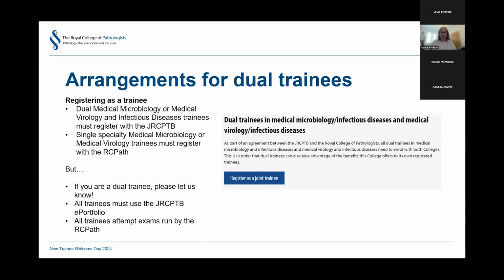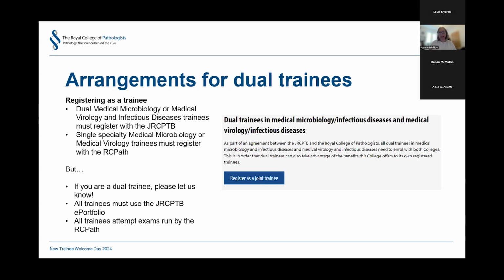So if you are a dual trainee in microbiology or virology with infectious diseases, then please register with the JRCPTB. They, as I've said, will make sure you have access to the e-portfolio and all of those kinds of things. If you're single specialty microbiology or virology, then please register with us at the college. We will point you in the direction of the e-portfolio. The JRCPTB will know about you. You should have no problems accessing the e-portfolio.